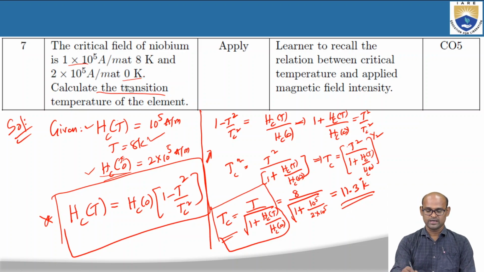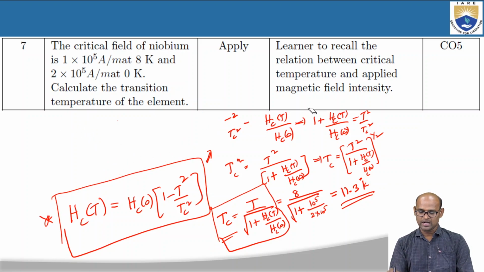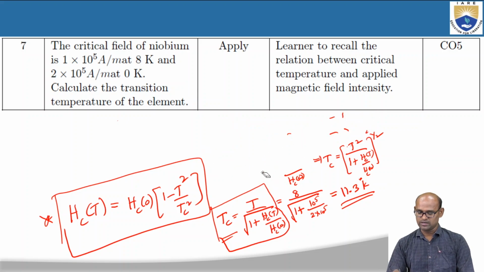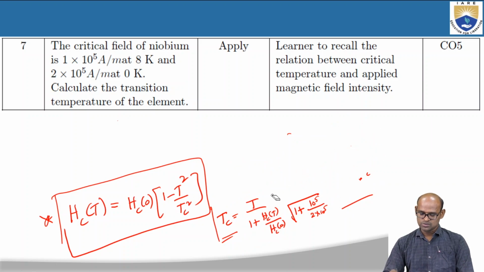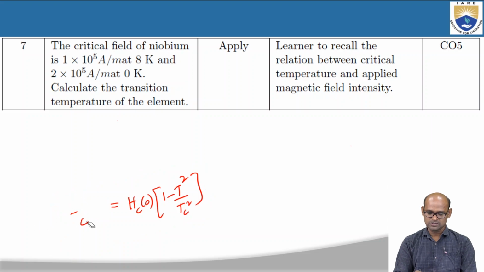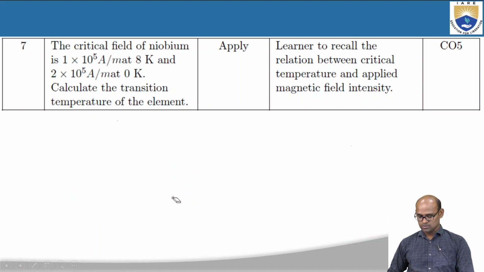Okay, let us go to the next problem. This relation between Hc of T, Hc of 0 and Tc is very important. We are going to use this equation in many ways to find Tc, to find Hc of 0, and we can directly find Hc of T. If you know this equation, you can calculate various parameters using it. Let us go to the next one.